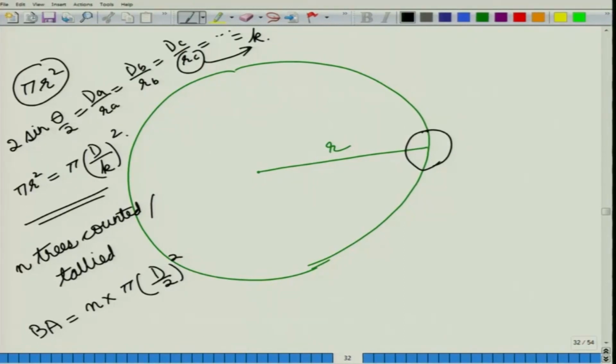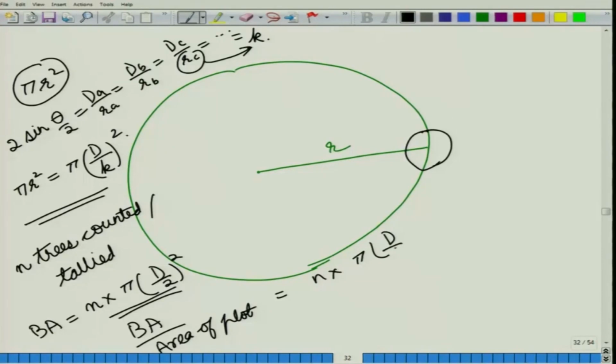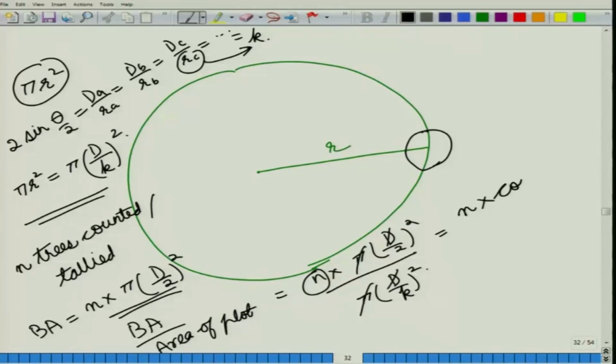Now, the total basal area per hectare, that is the basal area of the stand, is the basal area upon the area of the plot. It is given by the total basal area, n times (pi d by 2) its square, whole divided by (pi d by k) its square. So, in this case we have n here, pi and pi get cancelled, d and d get cancelled. So, it is given as n into some constant. Now, that constant is what we define as the basal area factor.